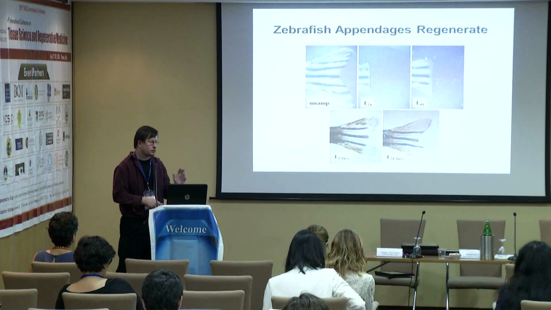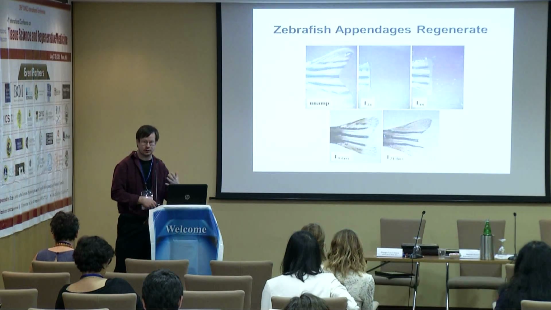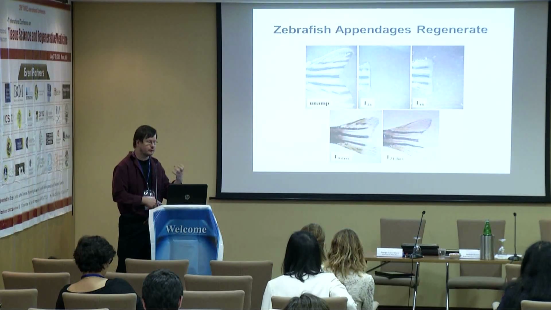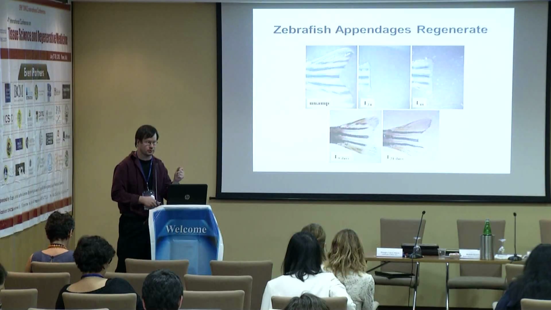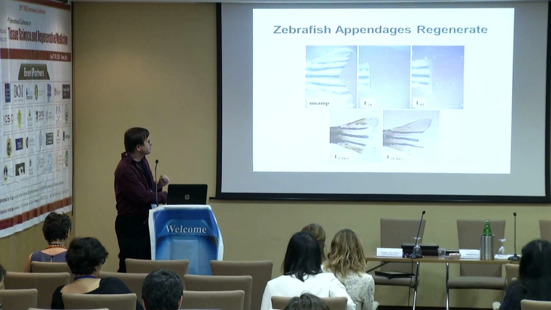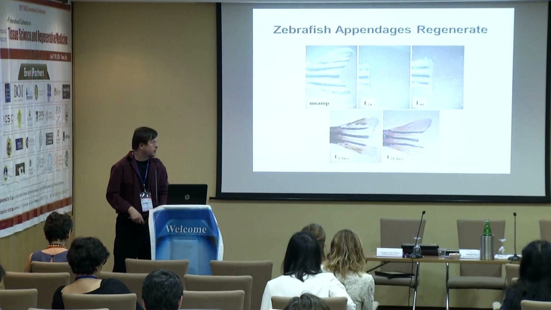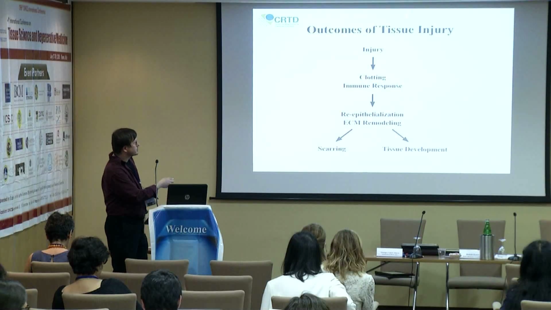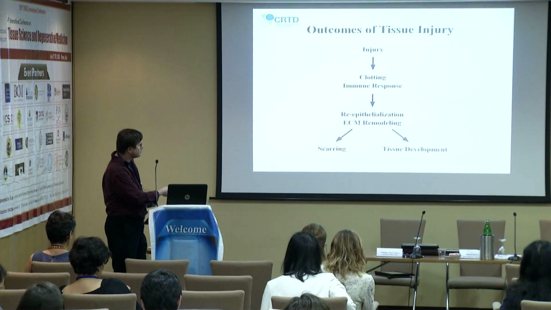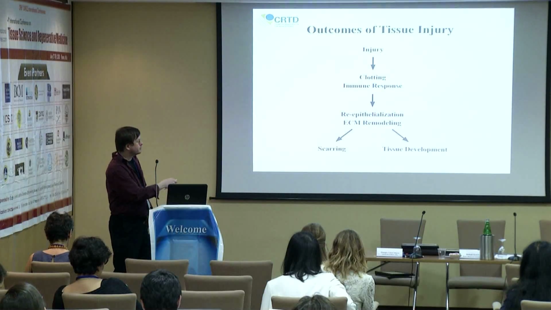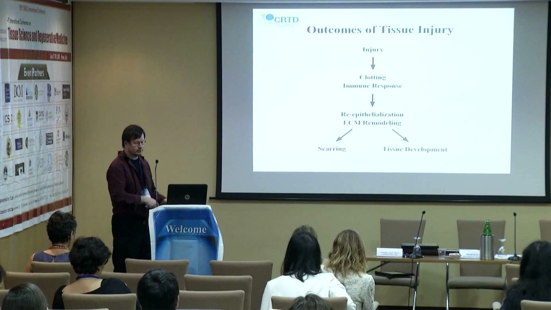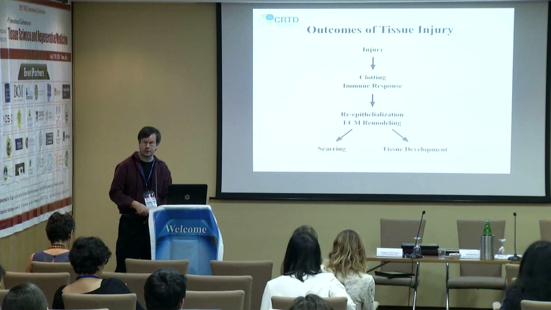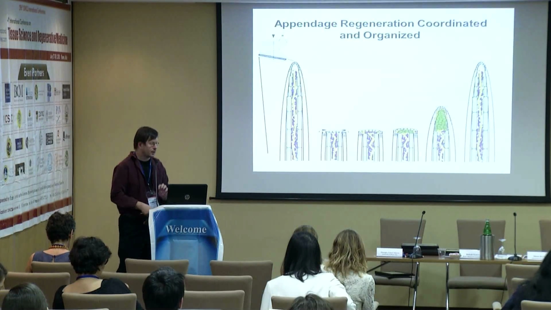And I'm using the zebrafish fin to try to understand how tissue regeneration occurs. So even though it has a different architecture than our limbs, it has pretty much the same tissues that we do, only just in a different pattern. And when it loses this tissue, it also goes through the same sort of events, clotting, immune response, reepithelialization, ECM remodeling, that we do. Only the difference is it doesn't induce scarring, but activates developmental tissue paradigms to restore the lost tissue. And this is what it looks like.